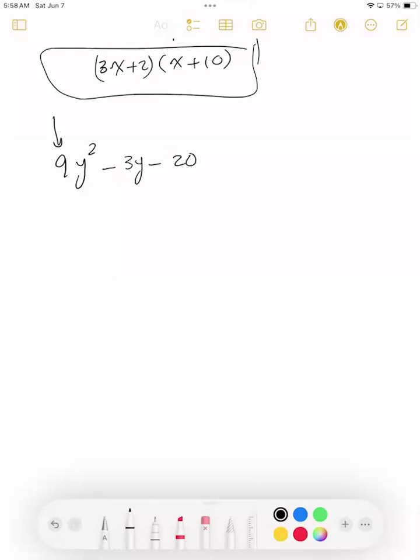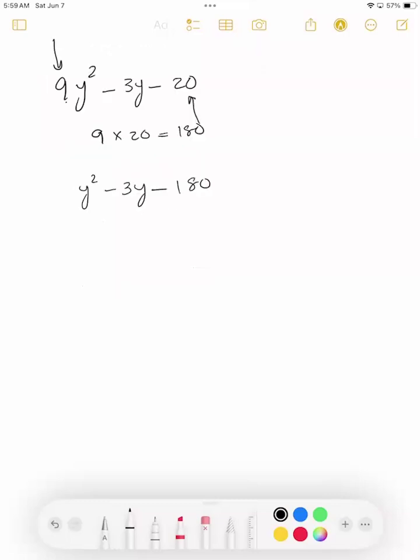You start with trying to factor it. You can factor the 9. So you multiply 9 by 20, which is 180. And then you replace 20 with 180 and you replace 9 with 1. So you get y to the power 2 minus 3y minus 180. You want two numbers to multiply to give you negative 180, and when you add, you want to get negative 3.